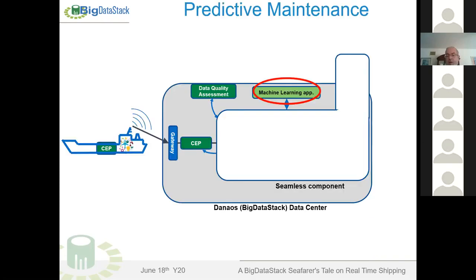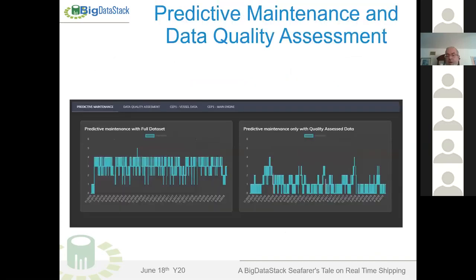The second component is the machine learning, the very goal of the business, that is to know in advance when an engine might break. So here we present two graphs. On the x-axis you have time. On the y-axis you have the probability that a breakage is in the engine is about to come.